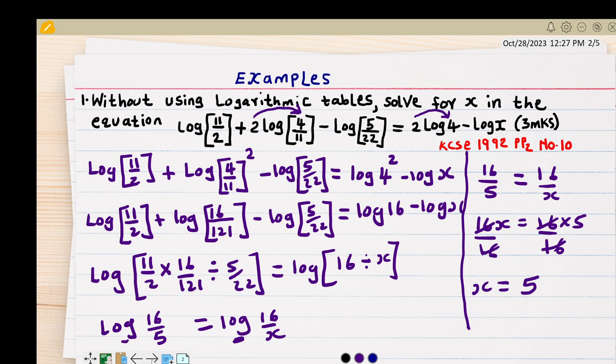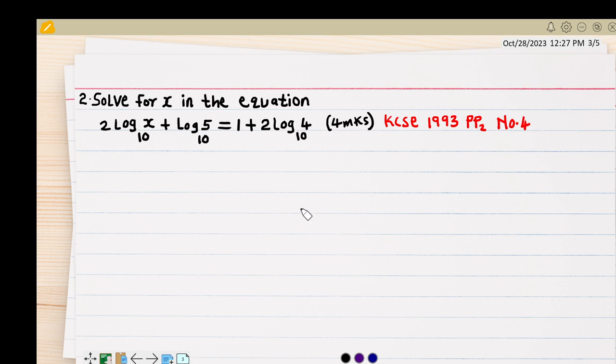Then we look at our second example, which is also a past paper equation done in 1993, paper 2, question number 4. So it reads, solve for x in the equation 2 log to base 10 of x plus the logarithm to base 10 of 5 is equal to 1 plus 2 log to base 10 of 4. So it is a question worth 4 marks.